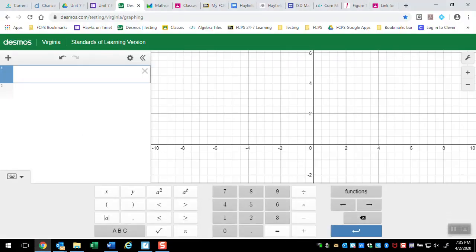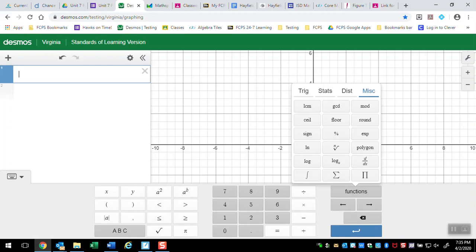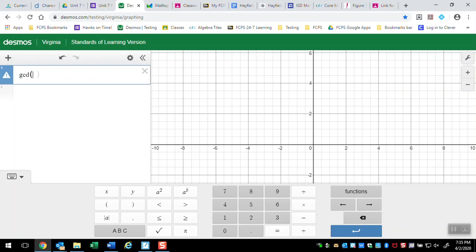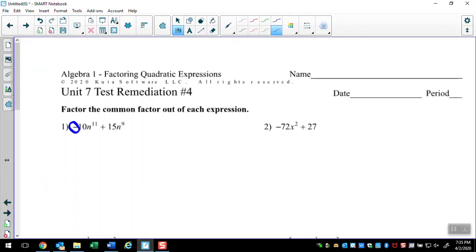Alright, I'm going to pull up my keyboard. I'm going to come over here to functions, and I want the miscellaneous. I'm going to do GCD. Now I can do 10, comma, 15. And then it'll tell me right here that my GCD is 5. So now I'm going to come back over here. Since this was negative, I have to pull out a negative 5. So I know that I'm going to pull out a negative 5 from both. My greatest common factor is going to be negative 5.